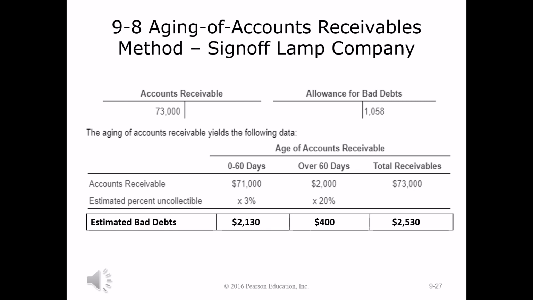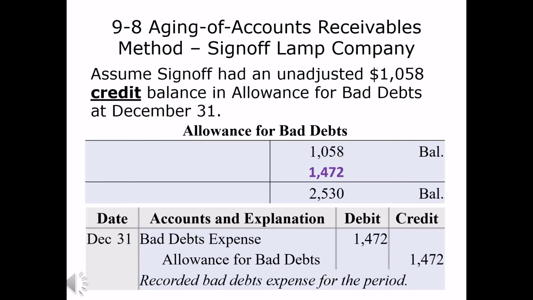Here we can see a T account with our beginning balance of $1,058 and our desired ending balance of $2,530 credit. We're going to need an additional credit of $1,472 in our allowance for bad debts account in order to get to our balance that we expect to have. So we will debit our bad debts expense for $1,472 and credit our allowance for bad debts of $1,472.